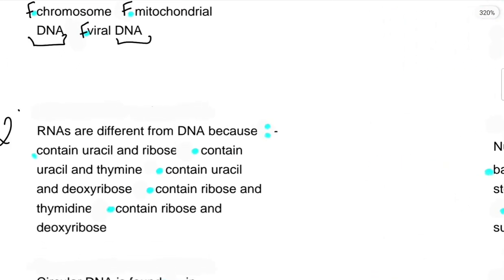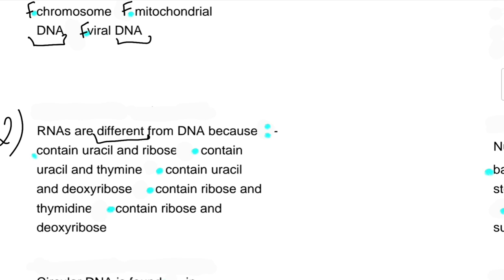Number 2. Okay, RNAs are different from DNA because they contain uracil and ribose, they contain uracil and thymine, they contain uracil and deoxyribose, they contain ribose and thymidine, they contain ribose and deoxyribose. RNAs are different from DNA because we should focus on the question. So RNAs are different. Now we just want to show the difference between RNA and DNA.